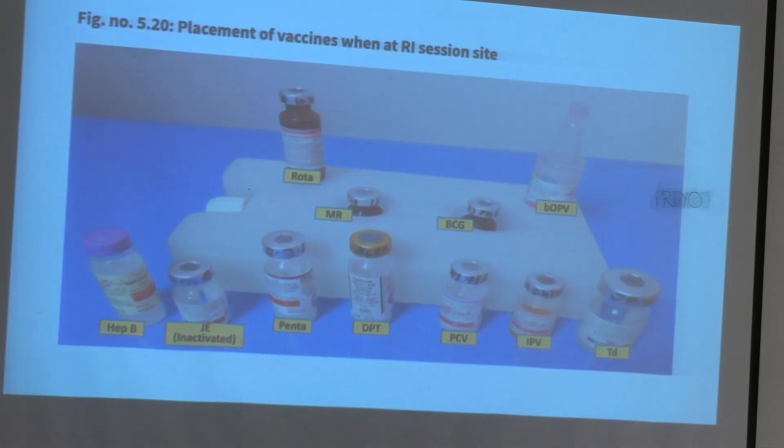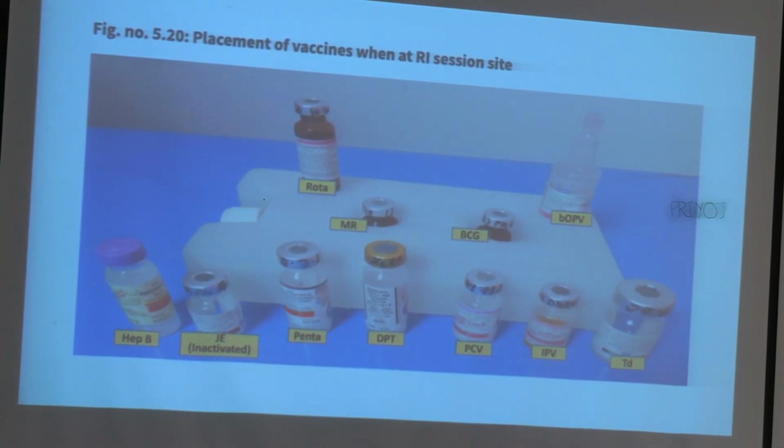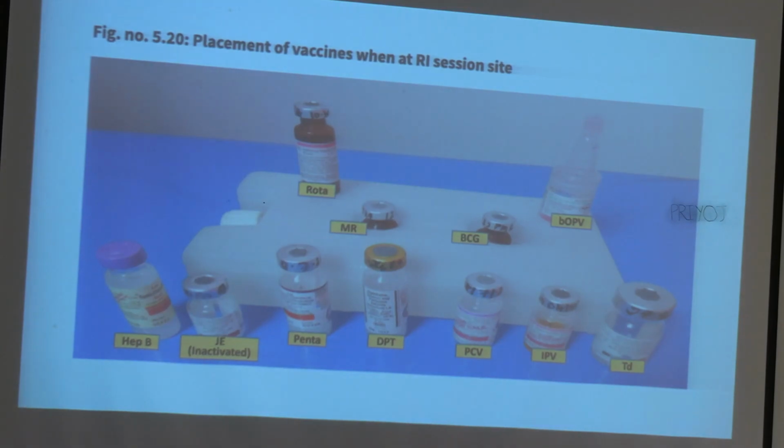Now remember this picture, okay. This is the most difficult picture, where the placements of vaccine, BCG and BOPV, these are inside this part, okay, in direct contact with the ice. That's why it's made like that. There are two spaces for them. MR also goes there, and HEPA B, JE, Penta, DPT, PCV, IPV, TD, all T series vaccines and PCV are kept by the side, okay.